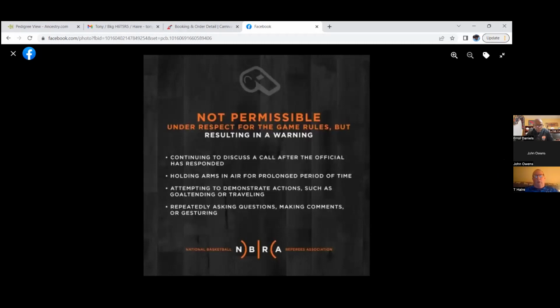All right, the next one is a good one because Errol just mentioned warnings, and this is situations where you can hold your whistle, you can not pull the trigger, and you can give a warning as opposed to assessing a technical foul. These items are not permissible under respect for the rules of the game, but result in a warning. Continuing to discuss a call after the official has responded.